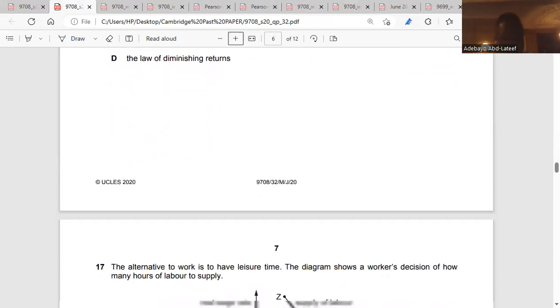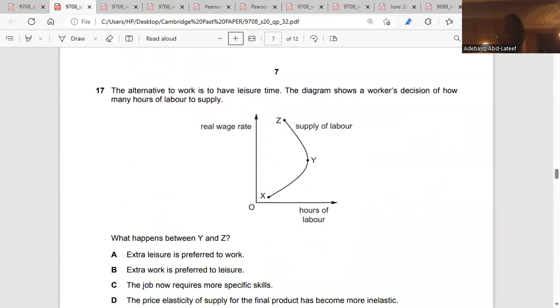Okay, question 17. The alternative to work is to have leisure time. Yes, the opposite of work is leisure time. One thing you should put in your mind is that as soon as the wage rate increases for individuals, the hours of their work will fall. They will now start thinking about leisure. Do you get my point?